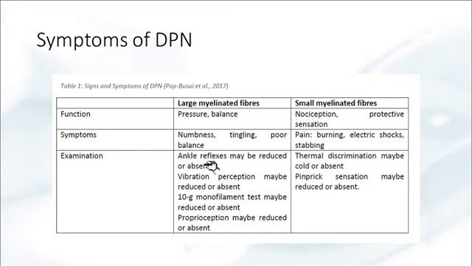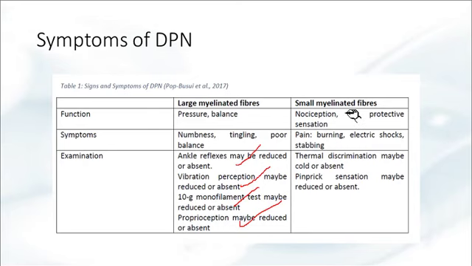When it comes to large myelinated fibers, in terms of function, they are there for pressure and balance, and the symptoms that the patient will experience include numbness, tingling sensations, and of course poor balance. On examination, you might find a reduced ankle reflex, vibration perception may be reduced or absent, the 10 gram monofilament test may be reduced or absent, and proprioception may be reduced or absent.